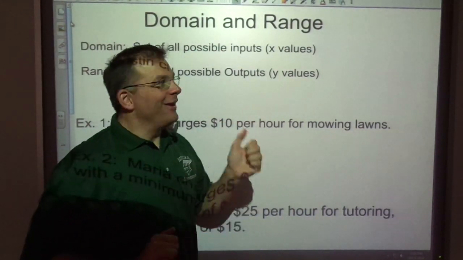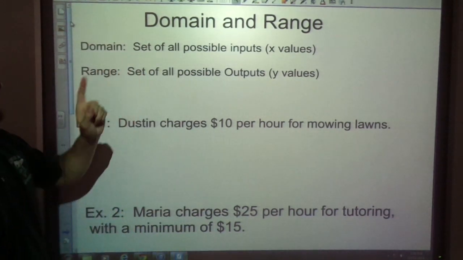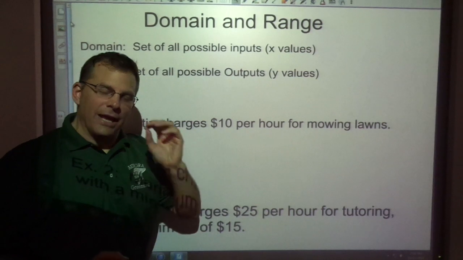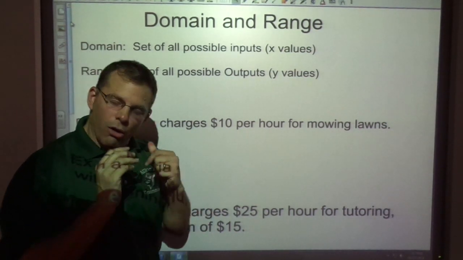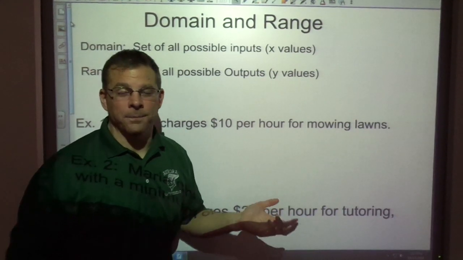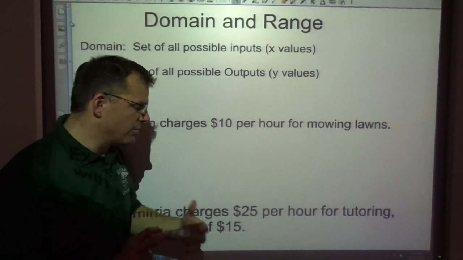Today we're going to learn about domain and range. Domain is the set of all the possible inputs, so anything that I could possibly put into the function as an x value, all those possibilities is called the domain. The range is all the possible outputs, anything that could possibly come out.